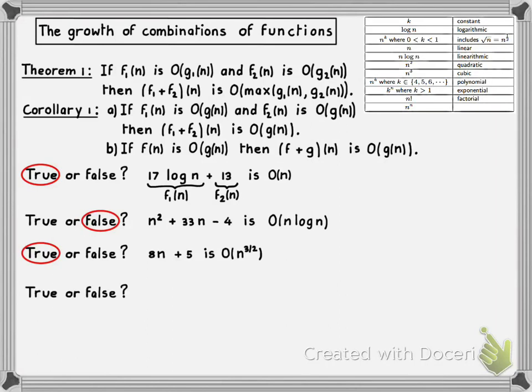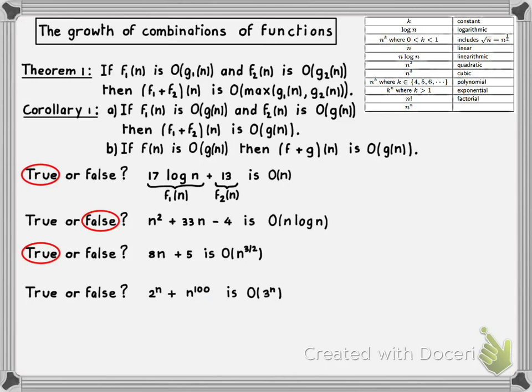For our last example, consider this true-false question. Is the function f of n equals 2 to the power n plus n to the power 100 big O of 3 to the power n? We recognize this function as the addition of two other functions, so let's consider the first one, 2 to the power n. That is the exponential function to the base 2, and the second function is the polynomial function, the polynomial of degree 100.